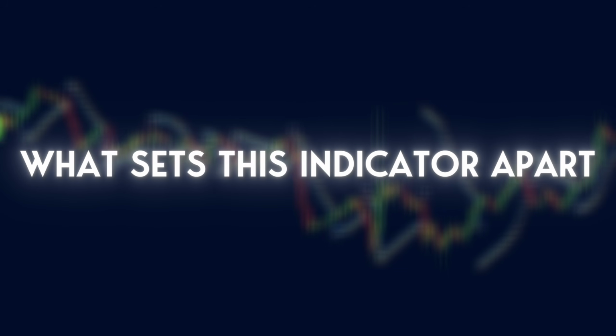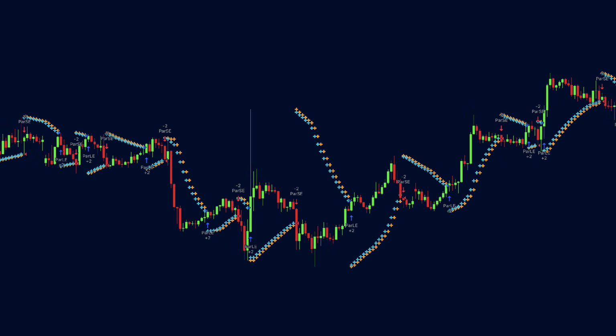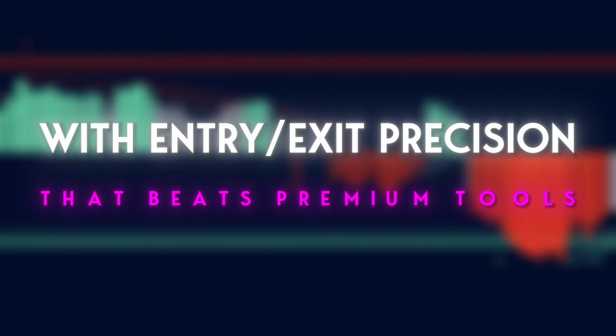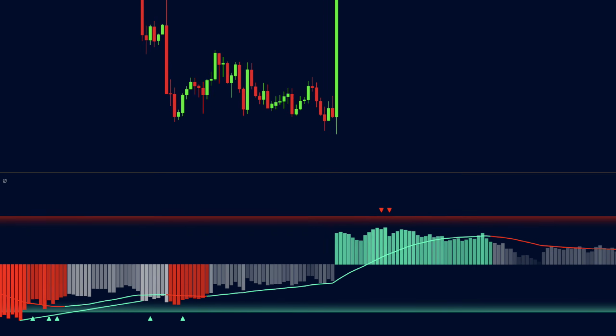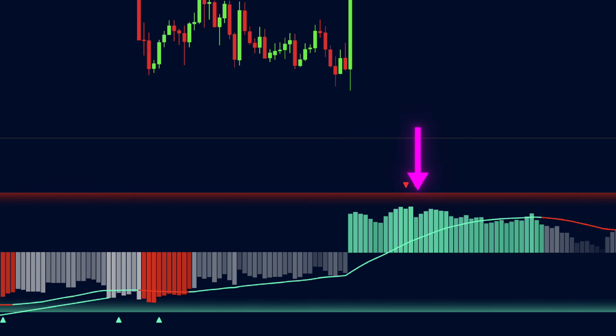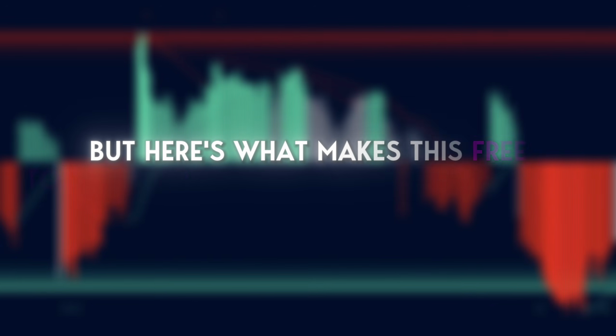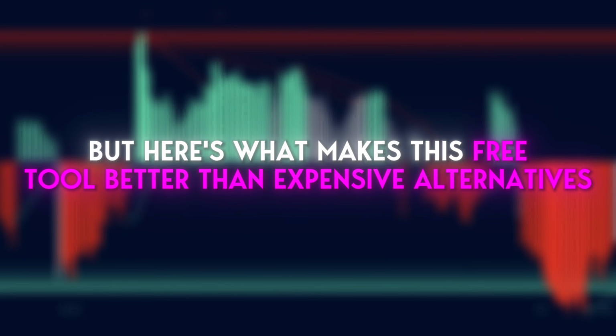What sets this indicator apart is how it transforms the classic parabolic SAR into a sophisticated oscillator with entry-exit precision that beats premium tools. When you add it to your chart, you'll see a color-coded oscillator at the bottom that changes between green and red based on trend direction. But here's what makes this free tool better than expensive alternatives.